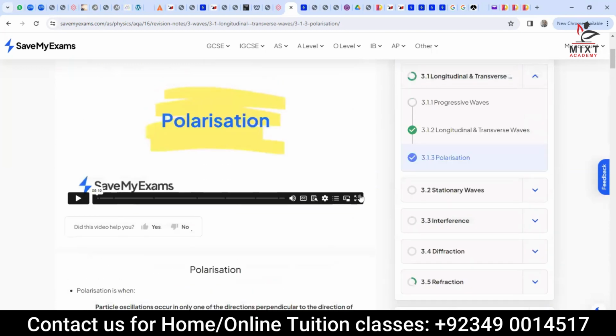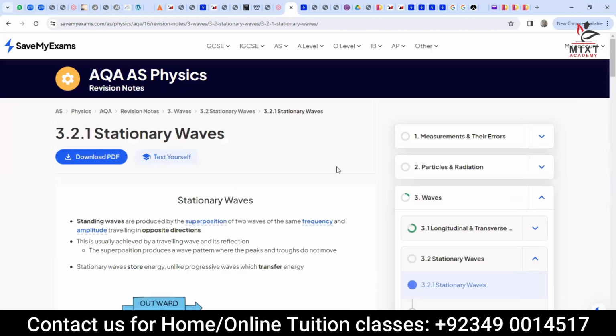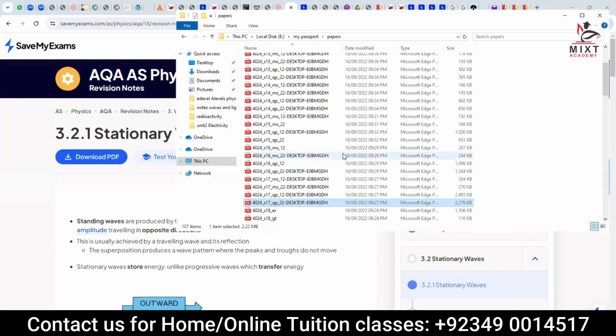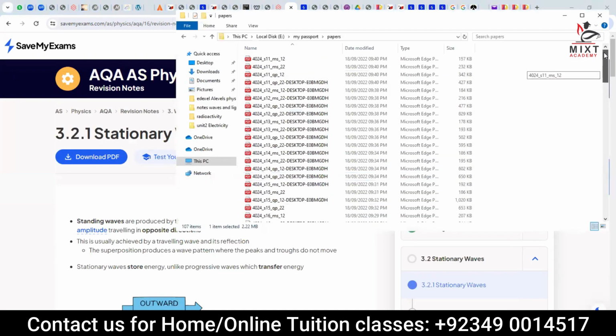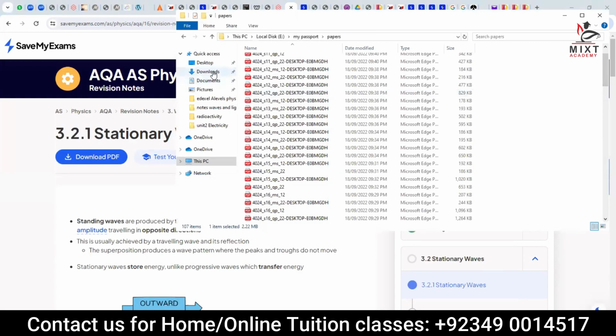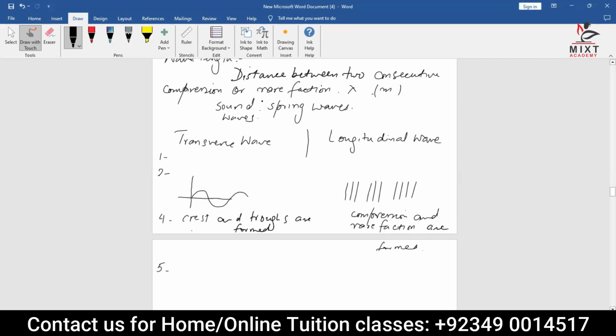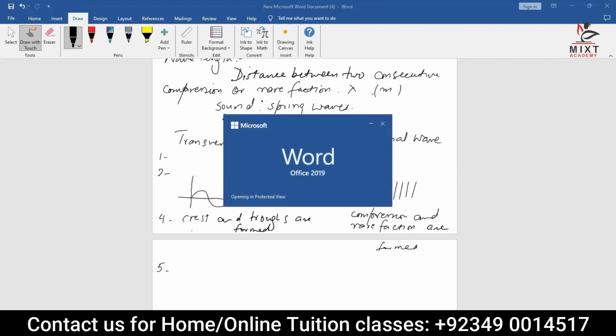Now, let's start with stationary waves. What do you think a stationary wave is? Any ideas? A wave that doesn't move. A wave which doesn't move, as in it is fixed in place. That is one of the points you're saying, absolutely. But if it's fixed in place, how can that be a wave?